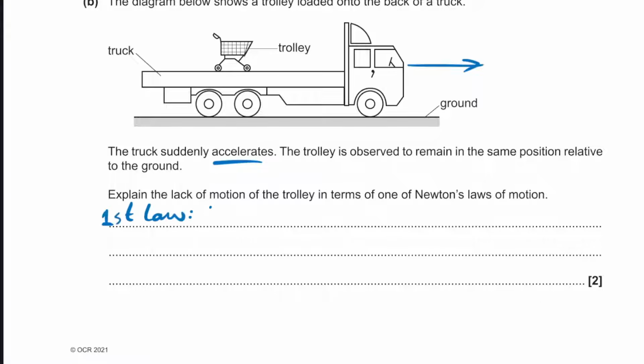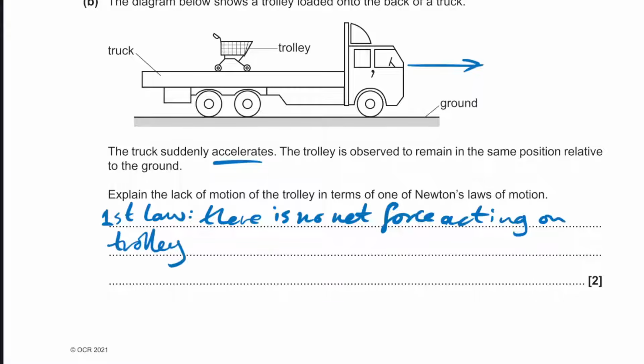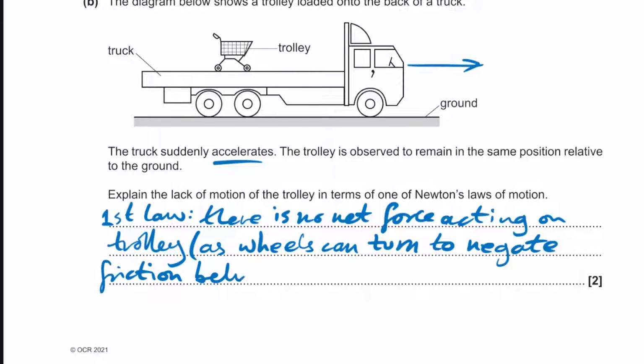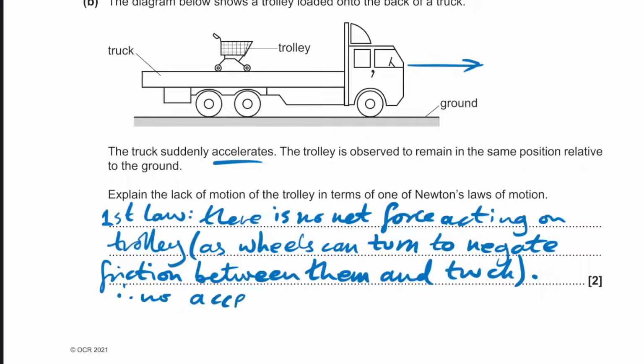First law, there is no net force acting on the trolley. And this is because the wheels can turn, to negate, oh, that's a posh way of saying it. To basically just stop friction doing anything. There's no friction between them and the truck. There we go. Therefore, no acceleration. Let's go with that. No acceleration.